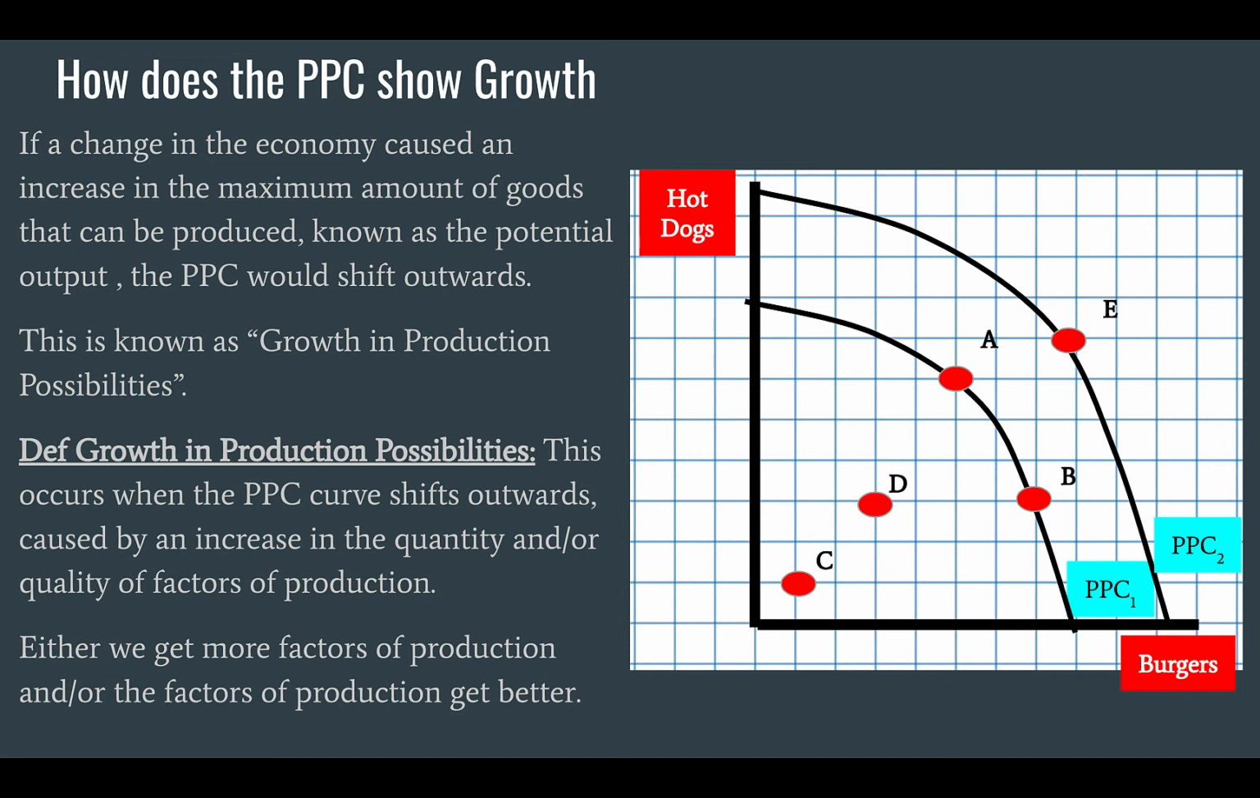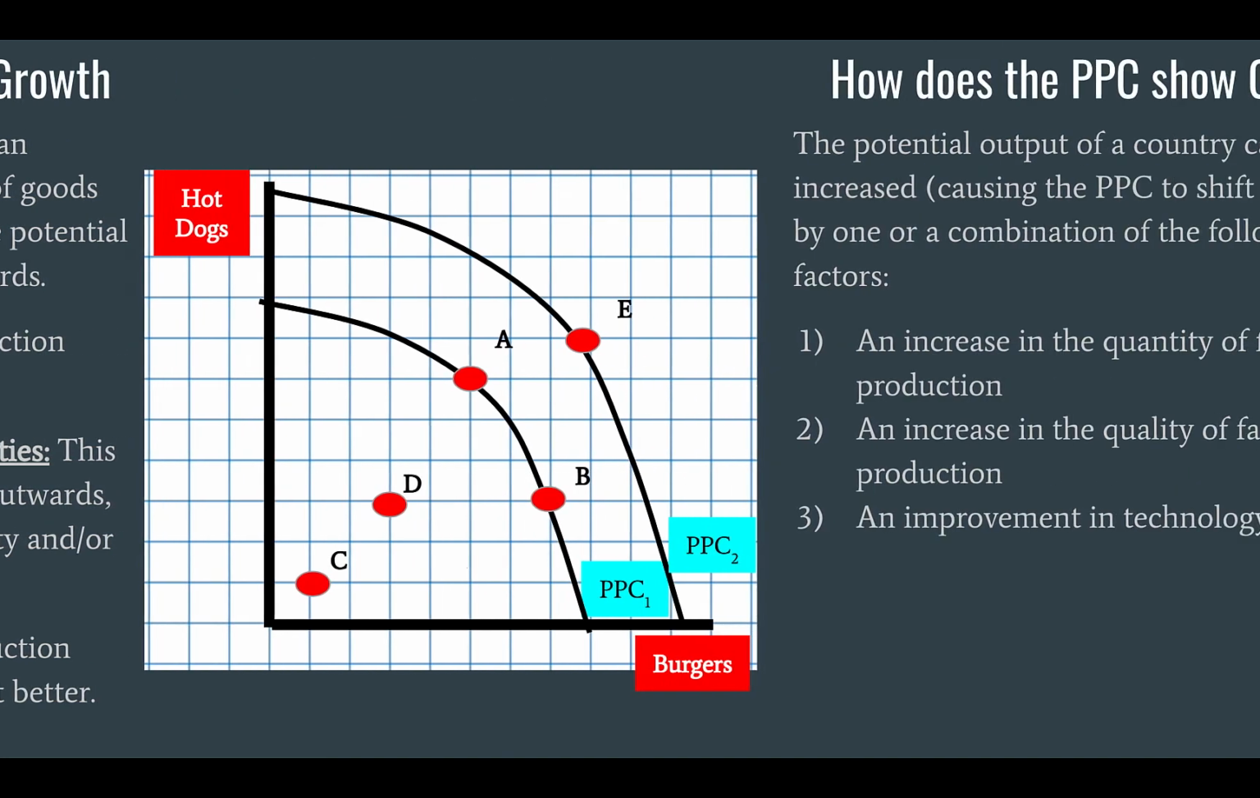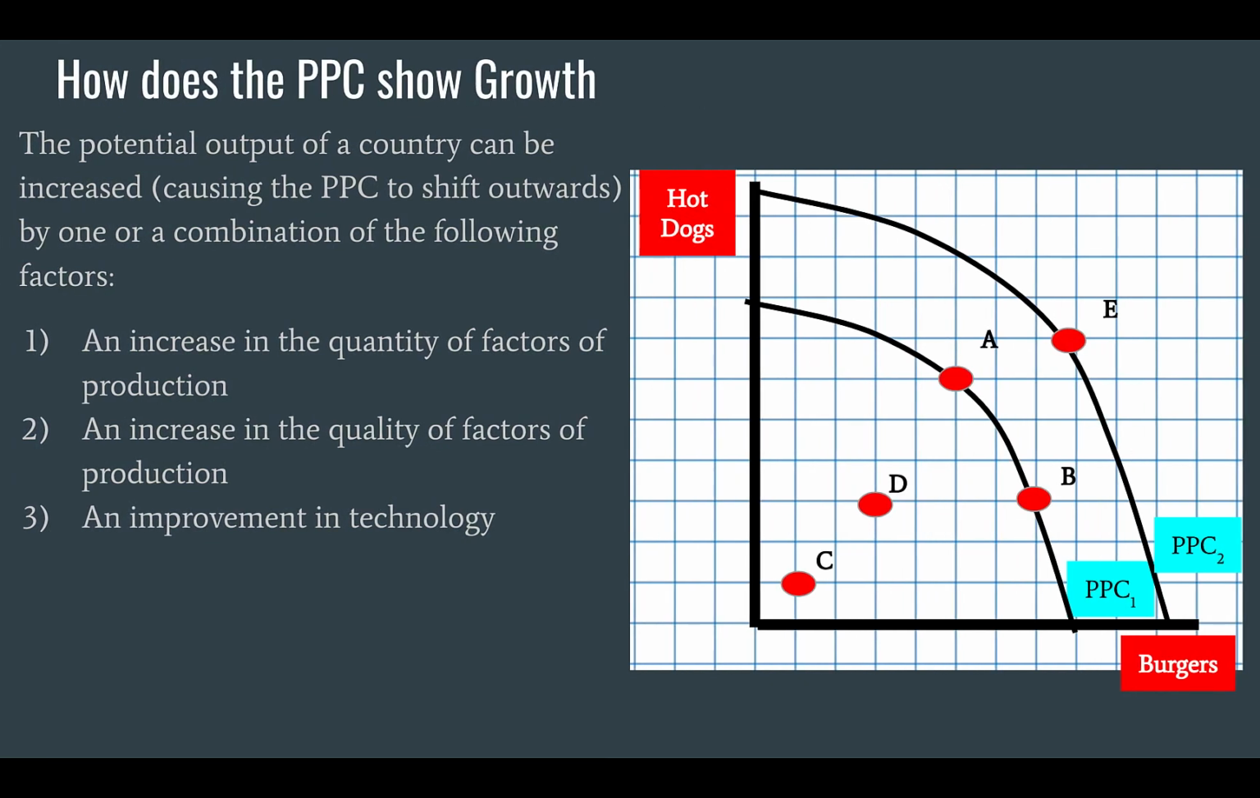Now, growth in production possibilities occurs when the PPC curve shifts outwards, caused by an increase in the quantity and/or quality of factors of production and/or state of technology. Don't forget that. Either we get more factors of production and/or the factors of production get better and/or an increase in the state of technology.